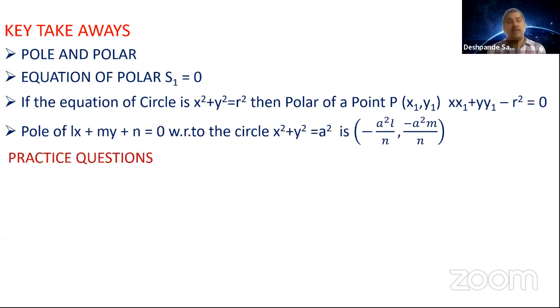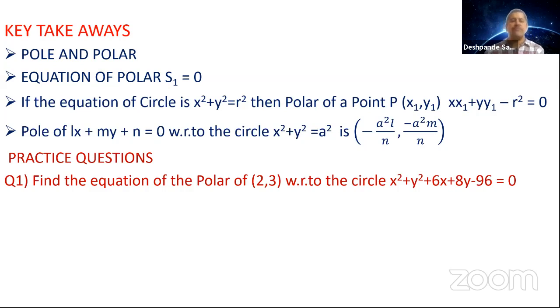I have not given the last formula in the list of key takeaways, because the problem can be done by a general method as compared to the formula method. So if you understood today's class, I advise you to solve these practice problems and post the answers in the chat box. If you post the answers in the chat box, I'll be very happy. Even if you are not able to do it, at least after 2 or 3 days, you can see the answers in the test. So the first question: find the equation of polar of the point 2, 3 with respect to the circle.